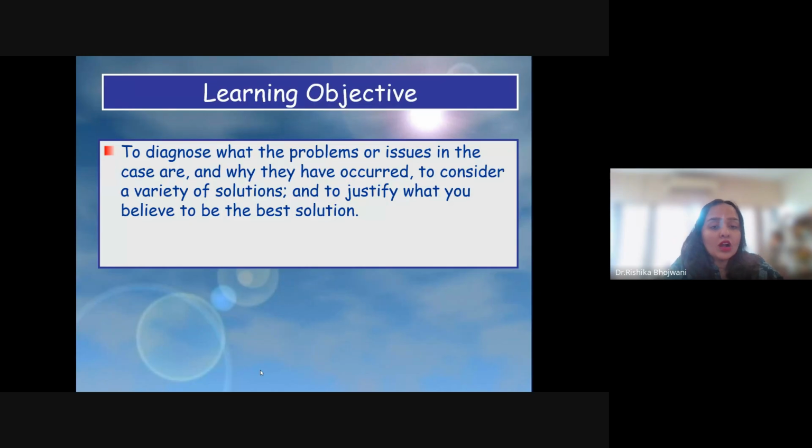One line before I start with the learning objectives: Harvard Law School introduced the case study in the year 1870, and they have proliferated.